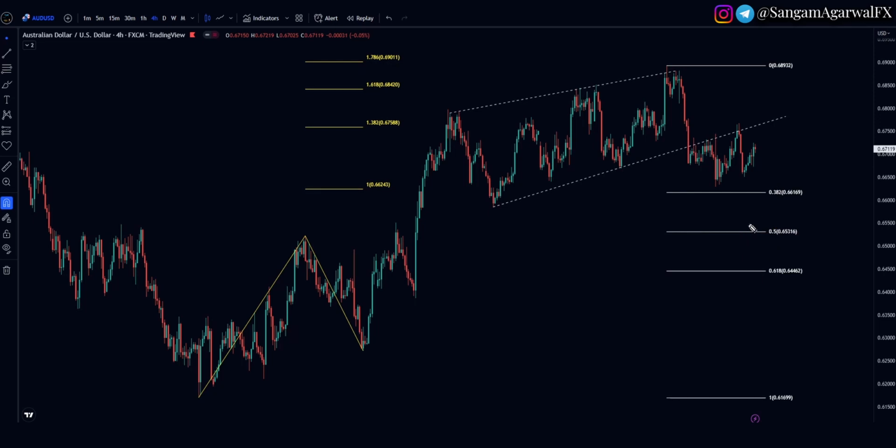Or if it does not retrace 50 or 60, then wait for a clear breakout of this high. Then after the breakout we will buy again on the retest. But this correction has started in EURUSD, GBPUSD and the Australian dollar too.